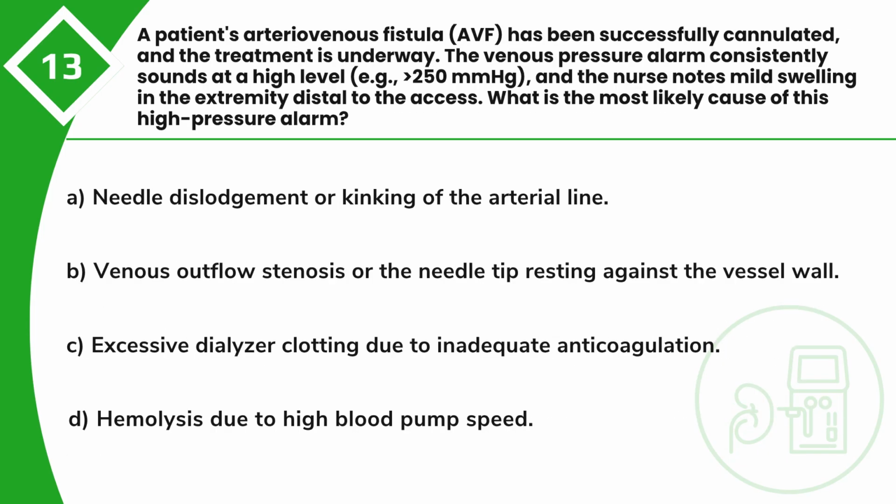Question 13. A patient's arteriovenous fistula, AVF, has been successfully cannulated and the treatment is underway. The venous pressure alarm consistently sounds at a high level, e.g., greater than 250 millimeters of mercury, and the nurse notes mild swelling in the extremity distal to the access. What is the most likely cause of this high-pressure alarm? A. Needle dislodgement or kinking of the arterial line. B. Venous outflow stenosis or the needle tip resting against the vessel wall. C. Excessive dialyzer clotting due to inadequate anticoagulation. D. Hemolysis due to high blood pump speed.